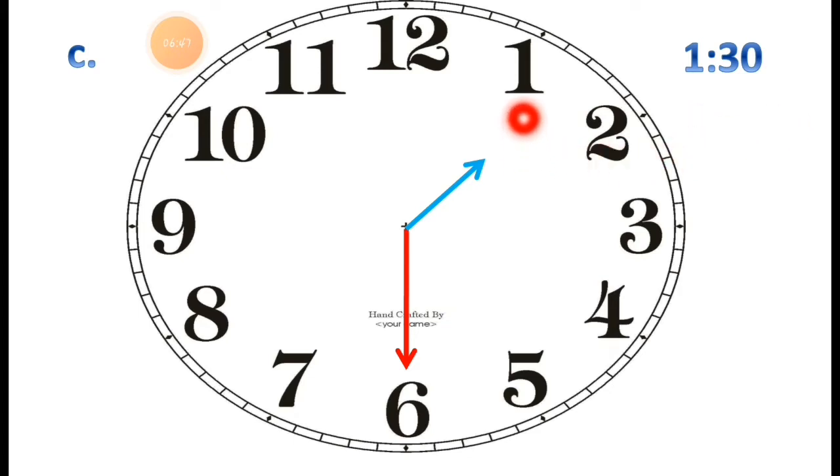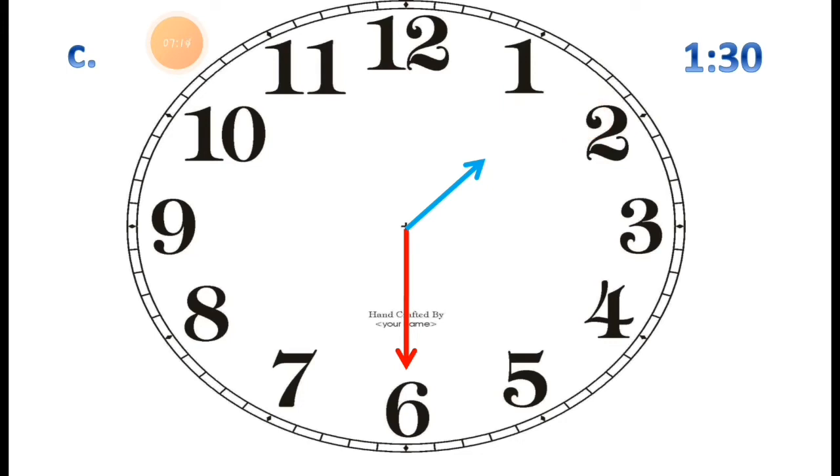This way you have to draw between 1 and 2, because after 1 it will be 2 o'clock. That's why we point between 1 and 2, because the 1 o'clock is half complete. After completing the half circle, it's 2 o'clock. That's why we point between 1 and 2.